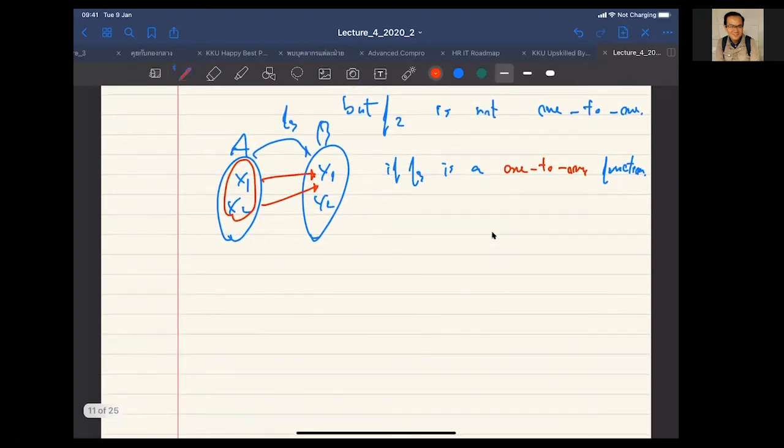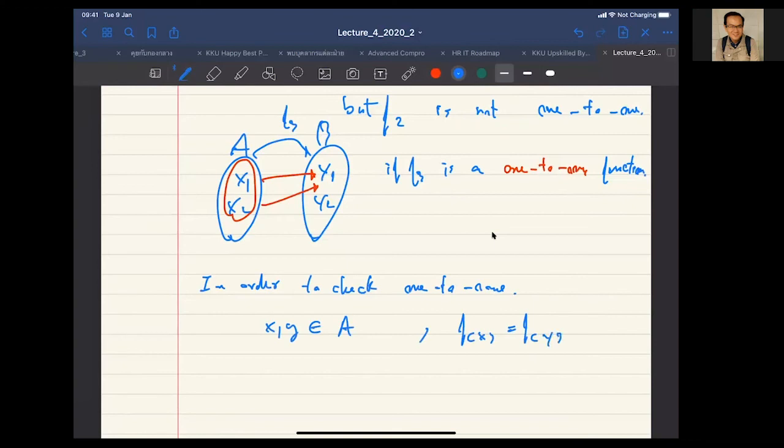So in order to check 1-to-1, we are going to use this property that says if x, y are in set A, and f of x equals f of y, then if f is a 1-to-1 function, x has to be equal to y. So let's say f of x1 equals f of x2. Then if f is 1-to-1, then x1 must be equal to x2. Okay. This is a one-to-one function.